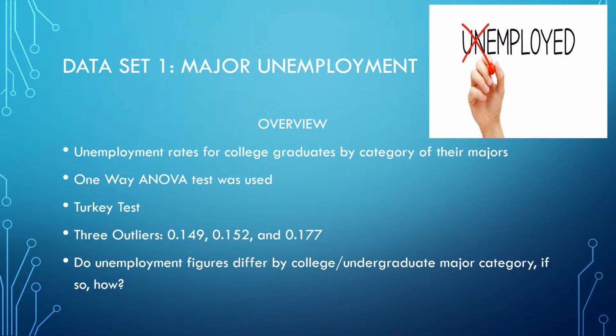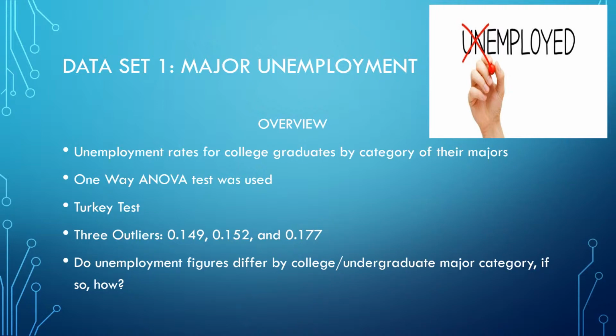The main concern for ours was making sure that our sample sizes were nearly equal, as the ANOVA test would be moderately reliable either way. This leading us to our primary question: do unemployment figures differ by college or undergraduate major category? And if so, how? Before we dove into our one-way ANOVA test, we first explored our data deeper in order to make sure that we were on the correct track.